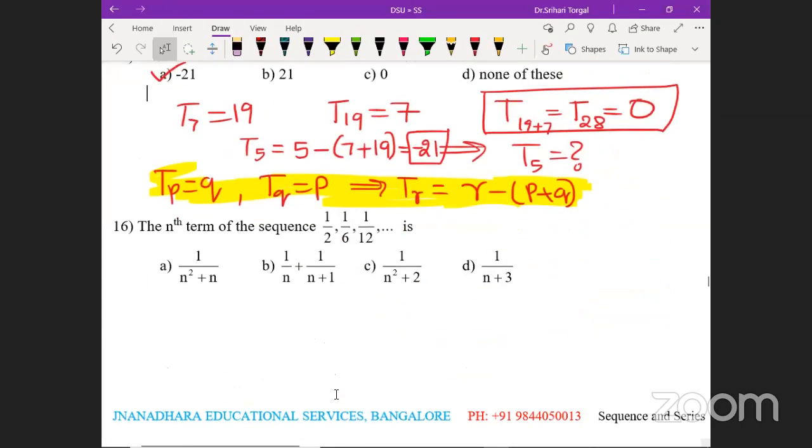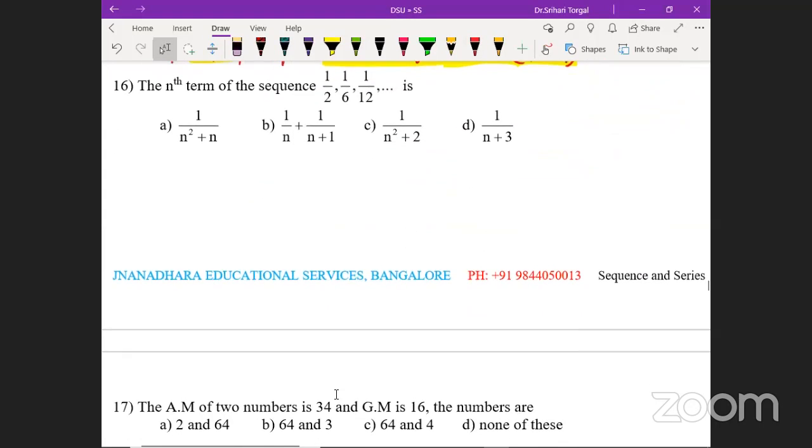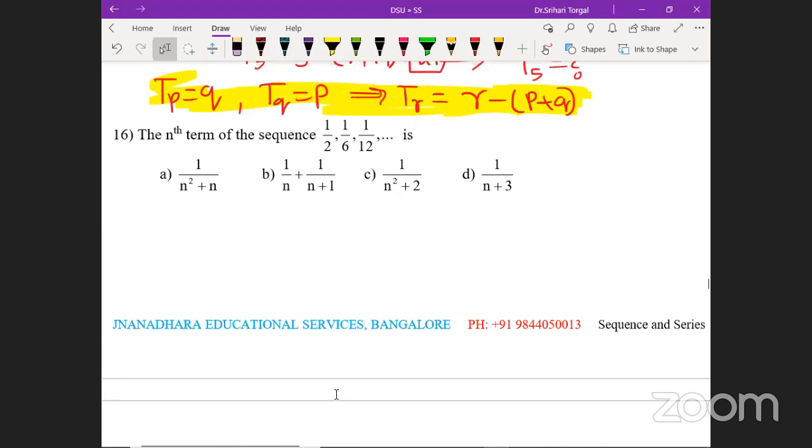Next. In the examination, the problem is very easy. Just substituting the answer, you will reach the options.